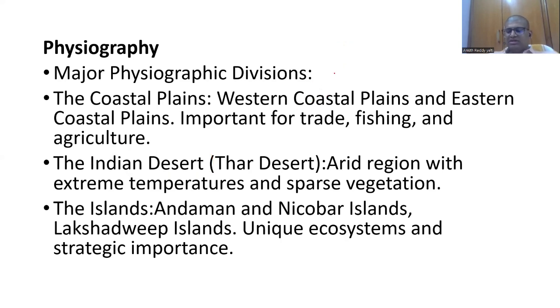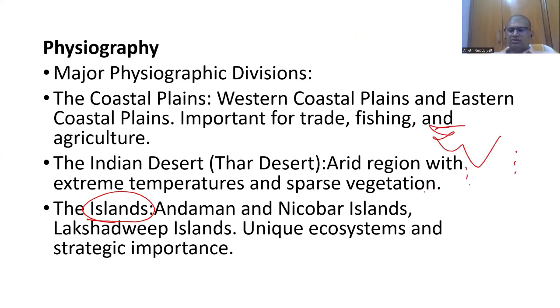For each geographical aspect, each physiographic division, you have to focus on its significance and the important flora and fauna found in that region. Here you find mainly thorn vegetation, like cactus-type trees with thorns. Right. And then moving on to the islands, as I told you, you have two island groups in India, the Andaman and Nicobar and the Lakshadweep group of islands.